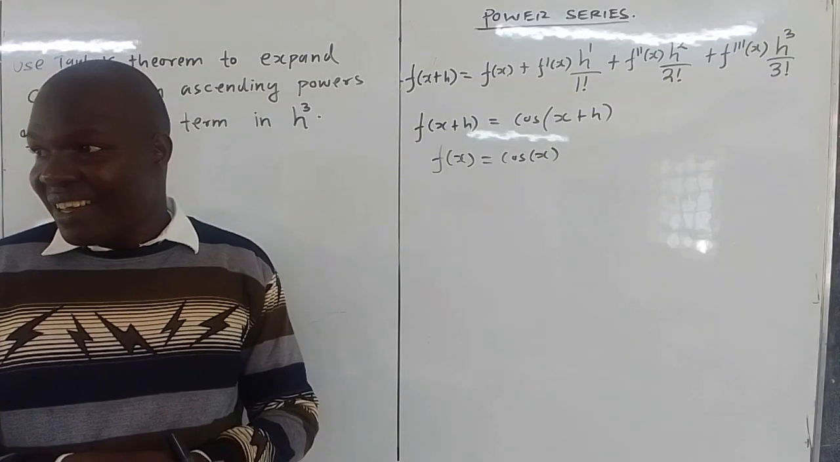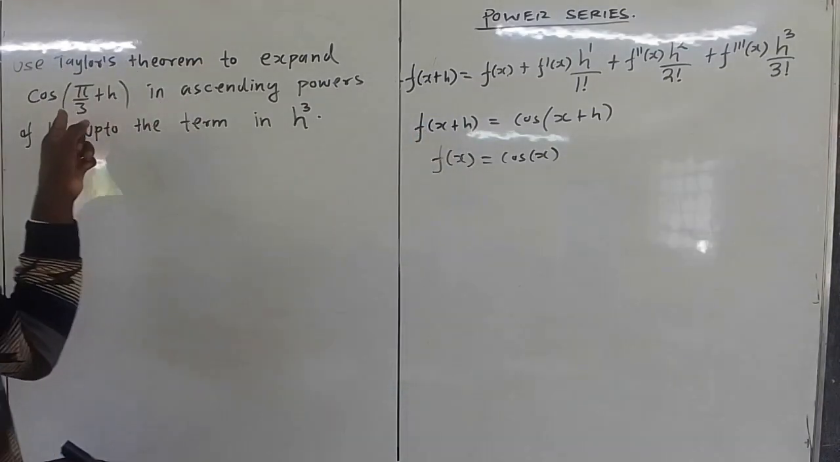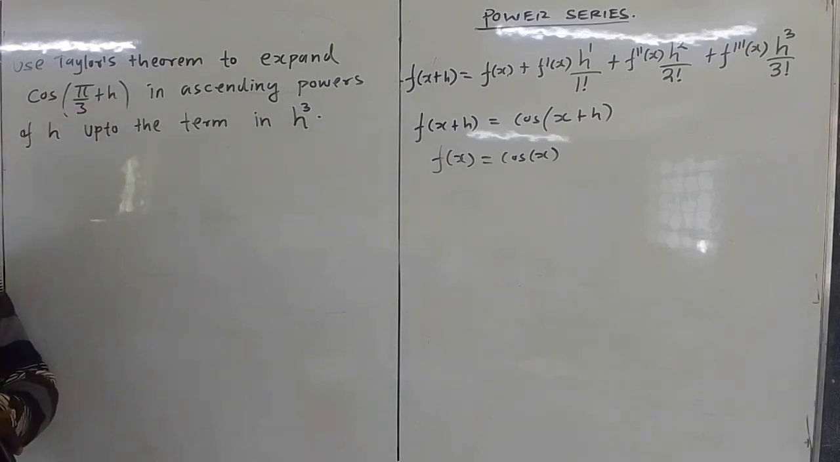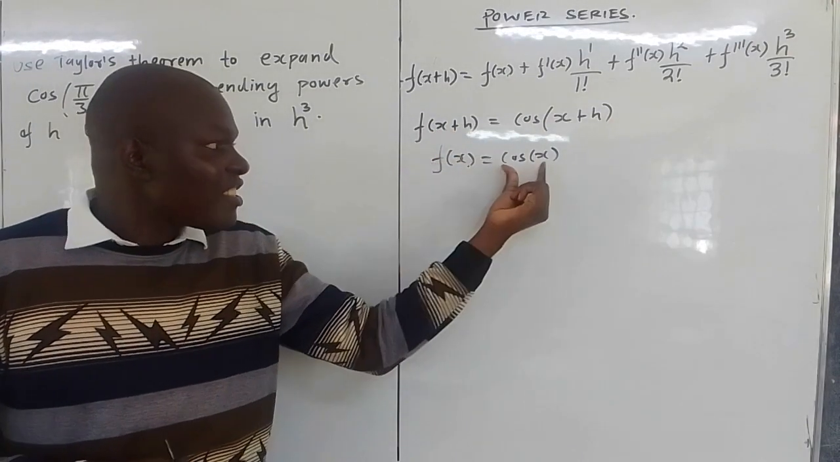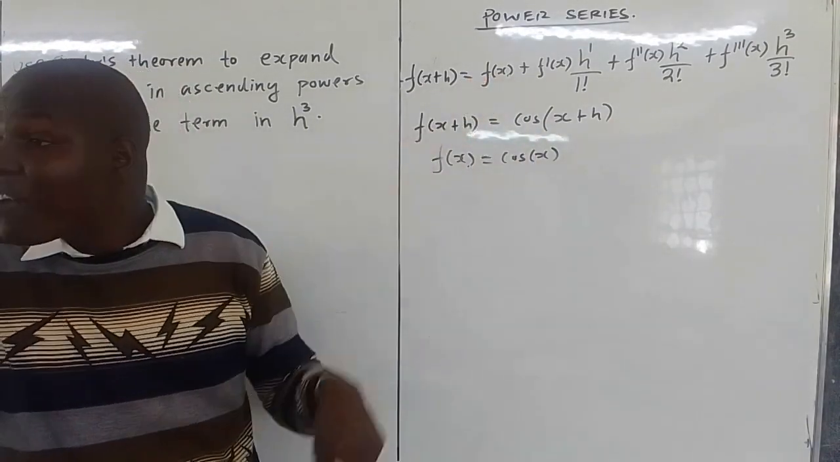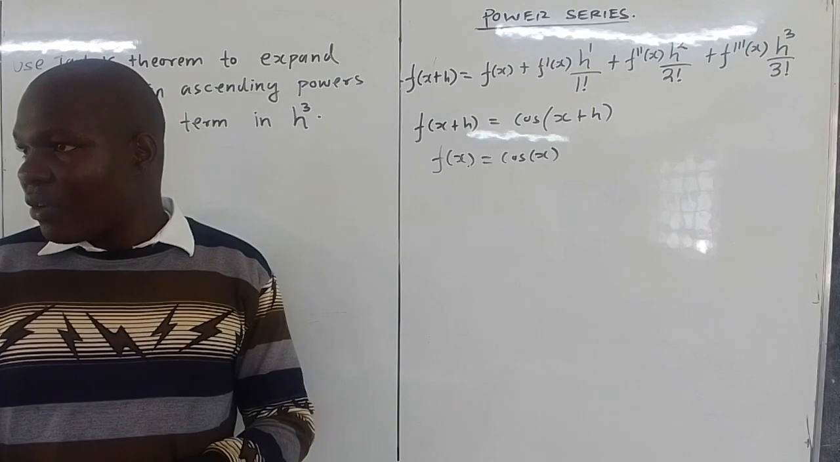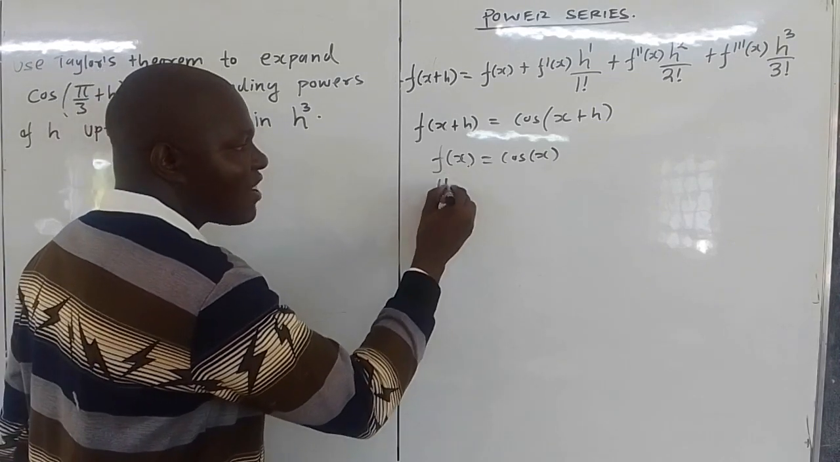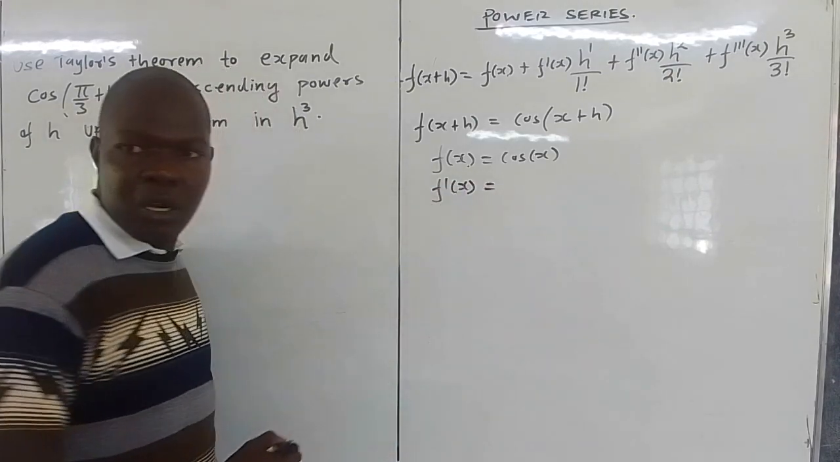Are we together? Because you can see the f of x plus h you've been given is cos of x plus h. Your x is pi over 3. So when this h is 0, it means f of x is cos x, because that f of x, we are very interested in it. Is that okay? So after getting f of x, we can now get f prime of x.